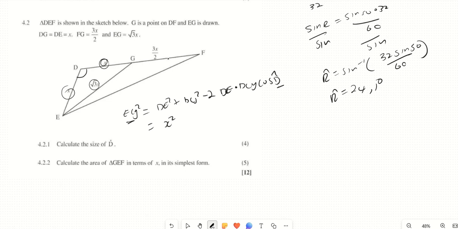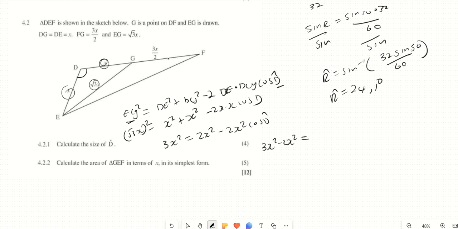So we just have x squared plus x squared minus 2x times x cos D. EG squared is 3x squared, so 3x squared equals 2x squared minus 2x squared cos D. If we subtract, we have 3x squared minus 2x squared equals minus 2x squared cos D. Like terms give x squared equals minus 2x squared cos D. Divide by minus 2x squared, then cos D equals negative 1 over 2.